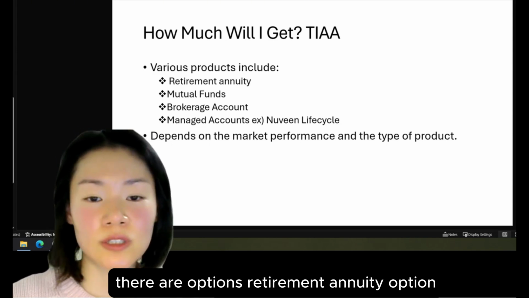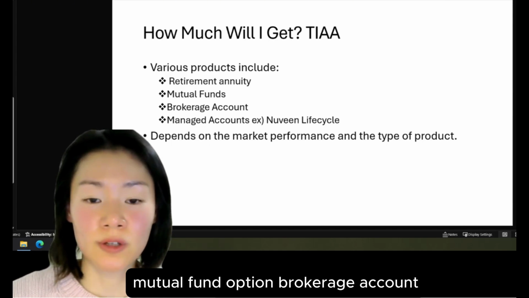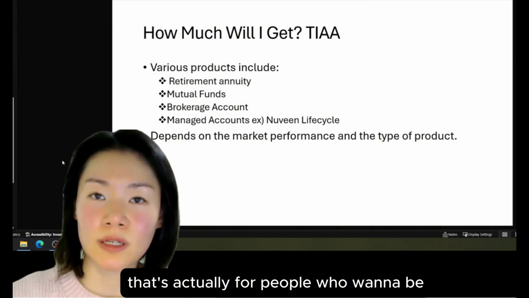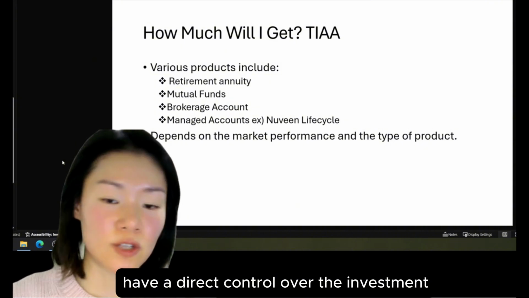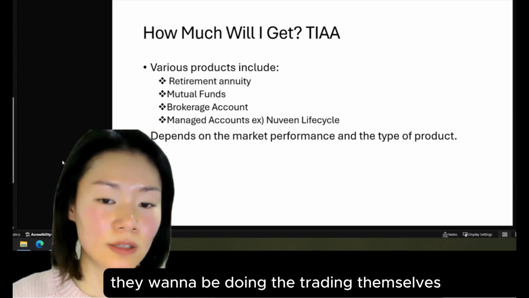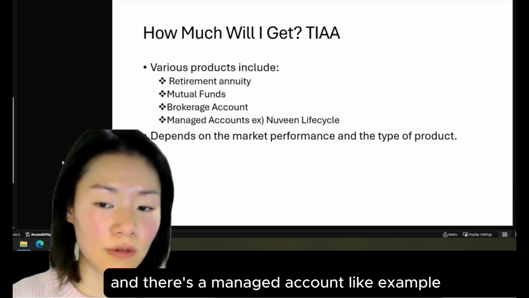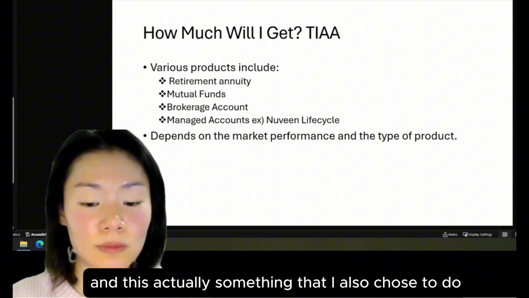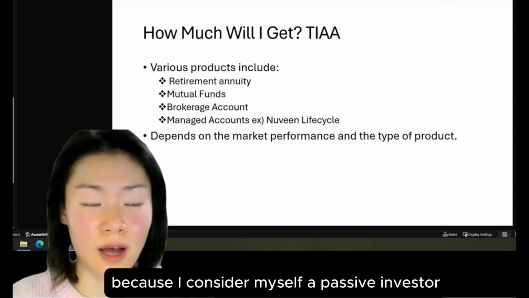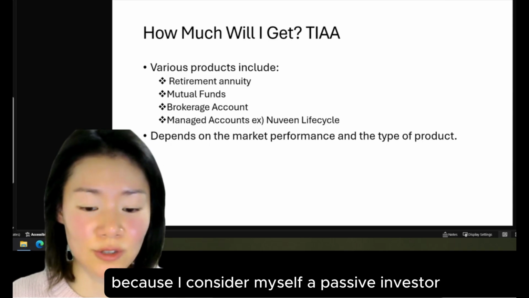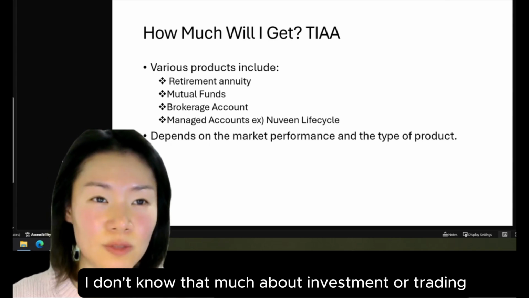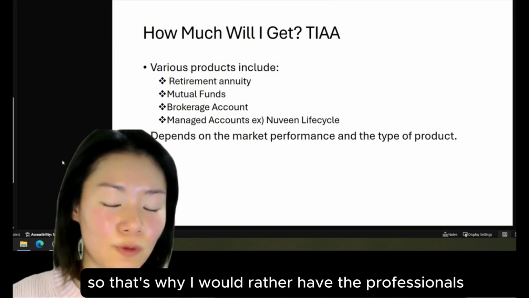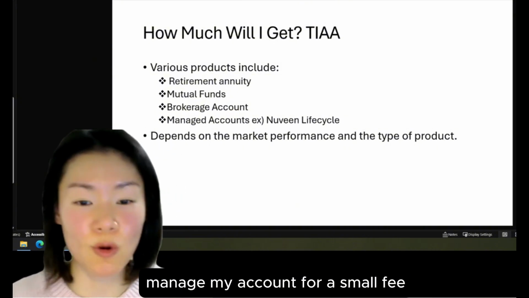There are options: retirement annuity option, mutual fund option, brokerage account. That's actually for people who want to have direct control over their investment. They want to be doing the trading themselves. And there's a managed account, for example Nuveen Life Cycle. And this is actually something that I also chose to do because I consider myself a passive investor. I don't know that much about investment or trading, so I would rather have the professionals manage my account for a small fee.